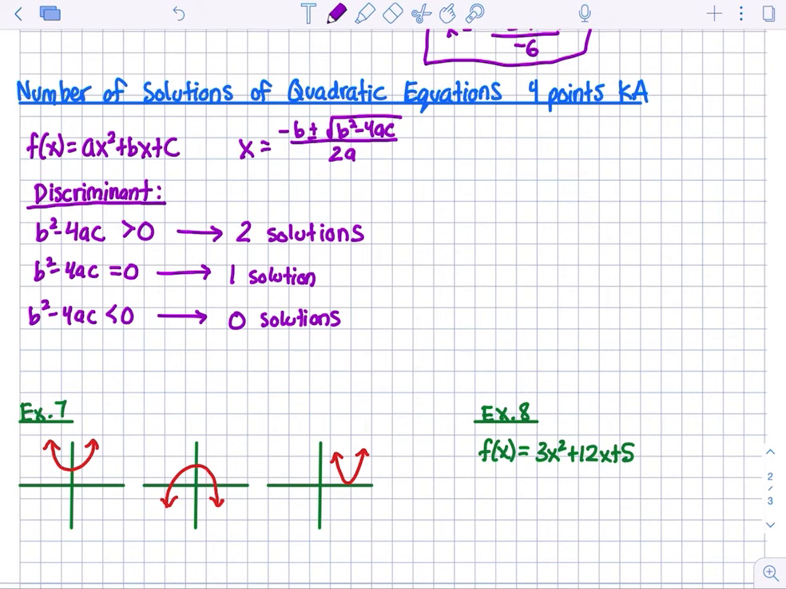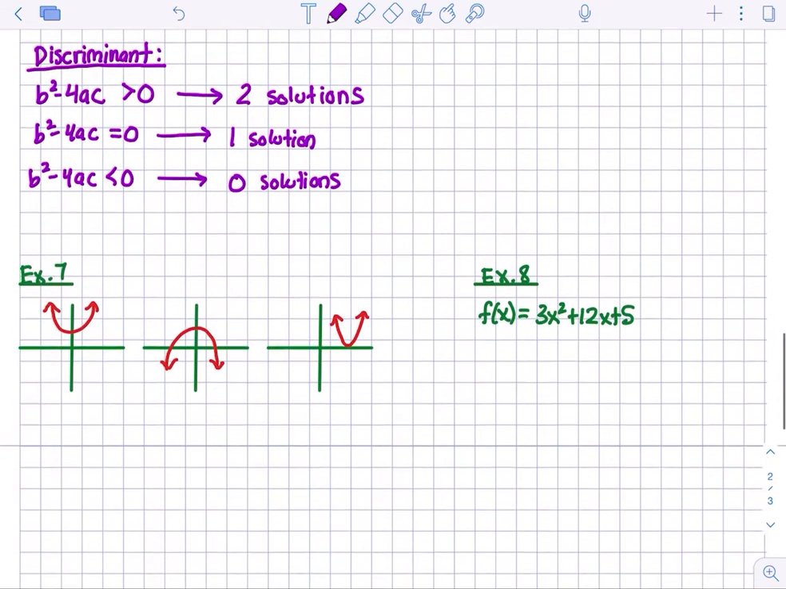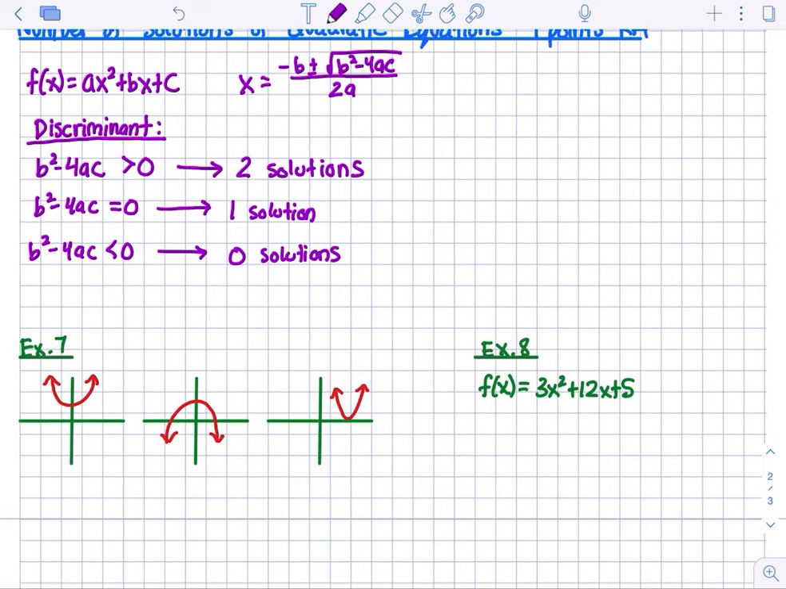Okay, so let's take a look at example 7. In example 7, how many solutions does this have? Well, solutions are if they cross the x-axis and how many times. That's why we get x-intercepts, zeros, and roots. So when you take a look at example 7, how many times does that graph cross the x-axis? 0. So that means for this one, there's 0 solutions.